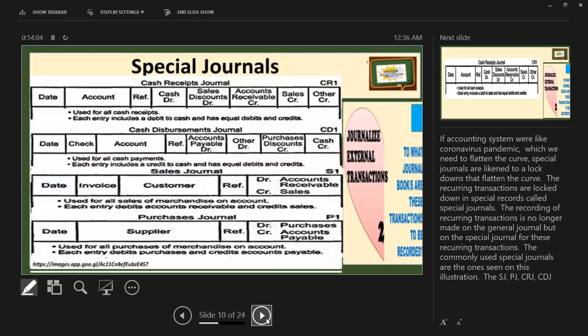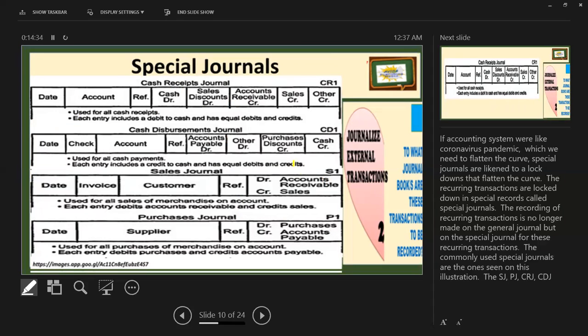So these are the common types of special journals. Cash is always a recurring, commonly used account title. Anything that involves cash is recurring. So it is wiser to use a cash receipts journal, a special journal, and a cash disbursements journal.